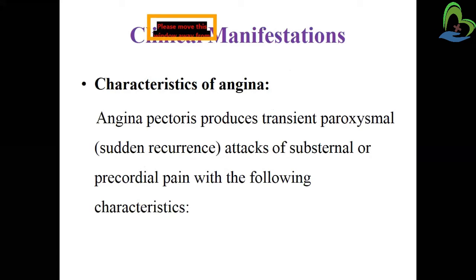Angina pectoris produces a transient paroxysmal attack. What is paroxysmal? It is a sudden recurrence. It is not slowly triggering, but a sudden recurrence of the pain and attack of substernal or precordial pain with the following characteristics. What is precordial? That is the front area of the chest. The pain occurs in the substernal region, on the sternal region, and the patient is grabbing over the chest, trying to hold on to recover from the pain.